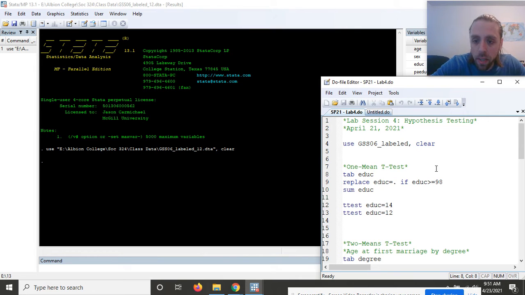We have a few things we want to cover. We definitely want to do a t-test. We want to do an ANOVA, and we want to do a chi-square. These are the big ones that we've covered recently. And those are going to form the bulk of the lab today. So I have the GSS 06 labeled version open.